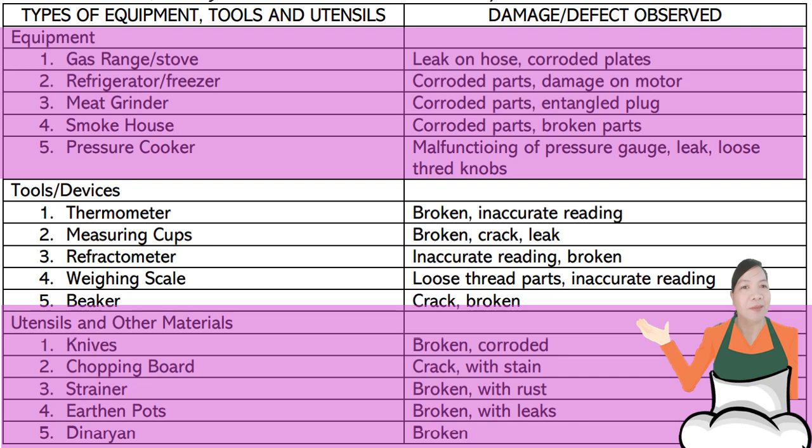Weighing scale for number 4. Loose thread parts, inaccurate reading. And for number 5, beaker. Crack or broken.